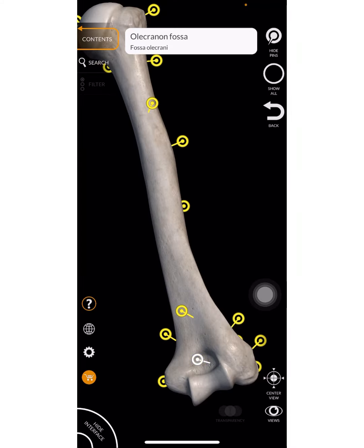This is a point of attachment with the olecranon process of the ulna.